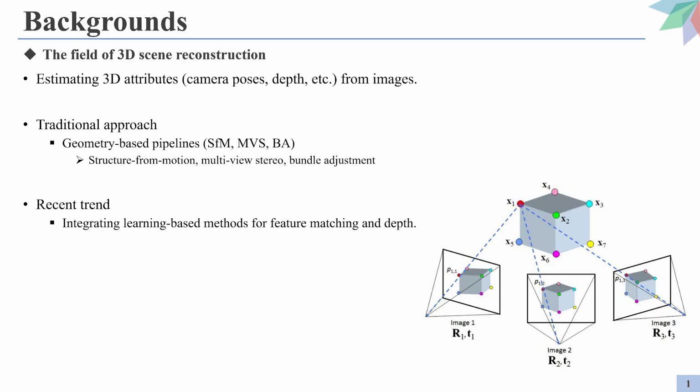Traditionally, this is done through geometry-based pipelines such as structure from motion, multi-view stereo, and bundle adjustment. These methods rely on handcrafted geometric optimization techniques and have remained the core approach for decades. Recently, learning-based methods have started supporting smaller parts of the pipeline like feature matching and depth prediction.